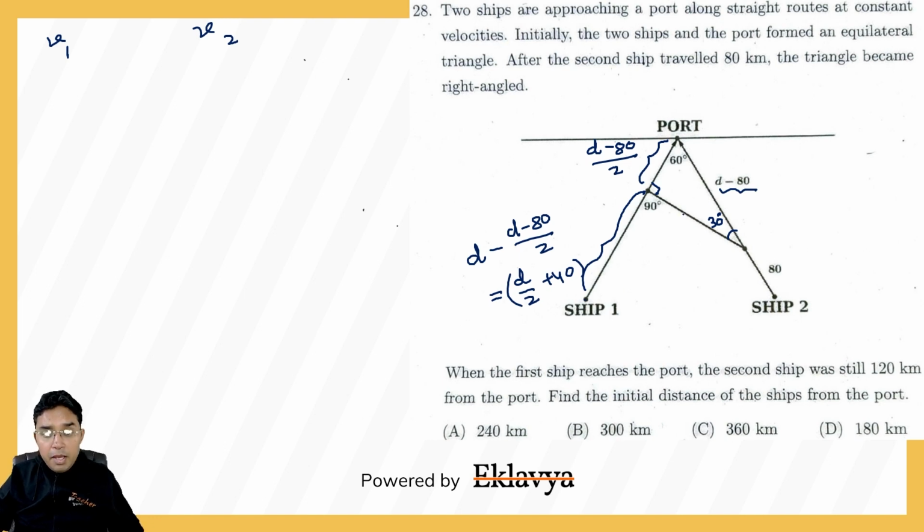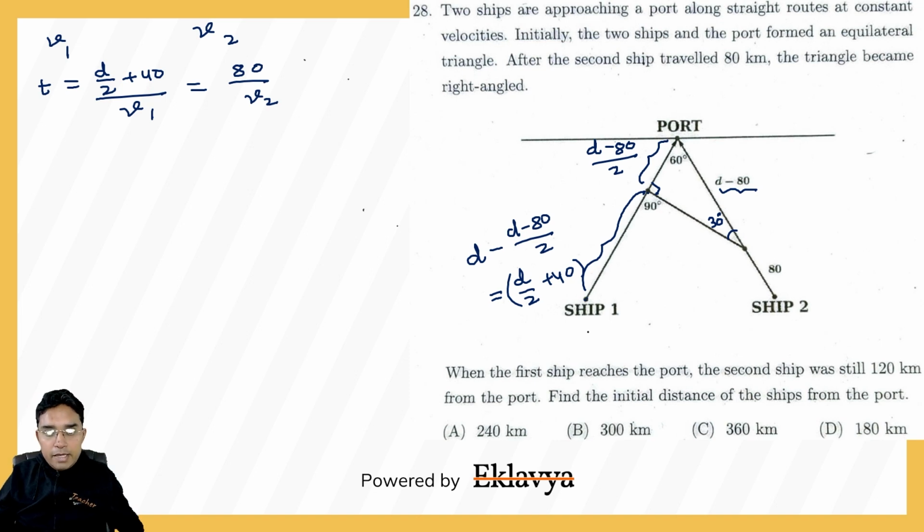Now, in the same time, ship 1 has traveled this distance, and ship 2 has traveled this same distance and traveled this distance 80. So I can say this time t in which this d by 2 plus 40 distance is traveled by ship 1 will be given by this, and this will be equal to 80 upon v2 also.